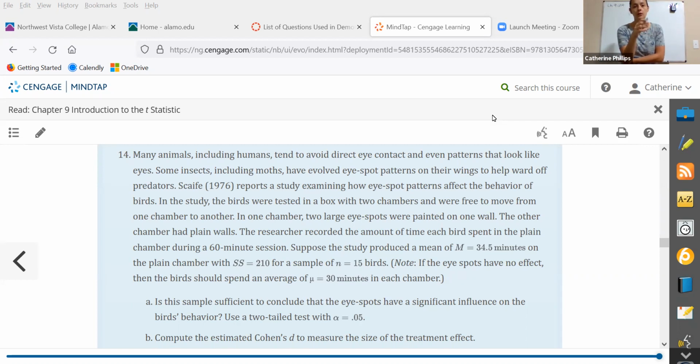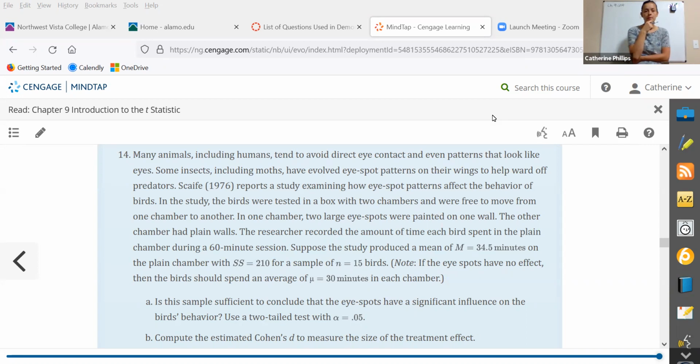Many animals, including humans, tend to avoid direct eye contact and even patterns that look like eyes. Some insects, including moths, have evolved eye spot patterns on their wings to help ward off predators. Shelfay in 1976 reports a study examining how eye spot patterns affect the behavior of birds.